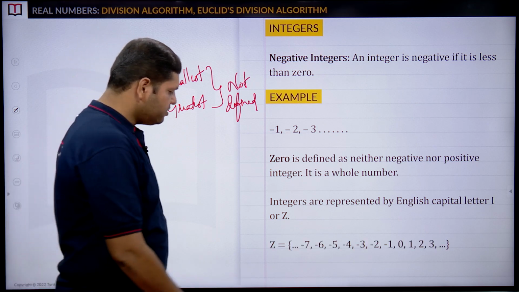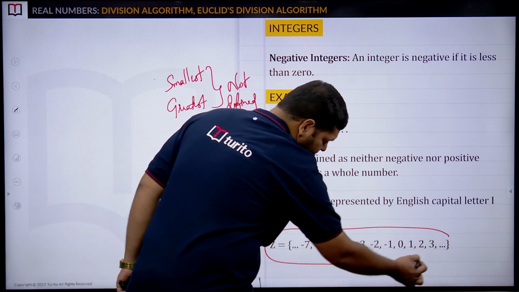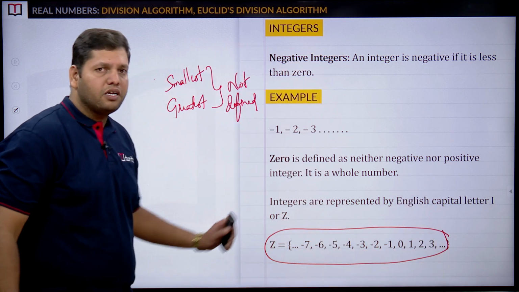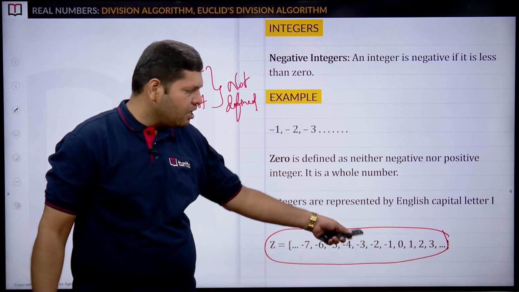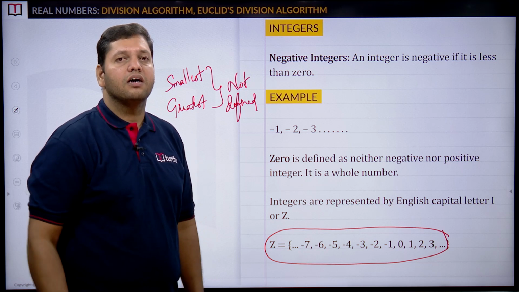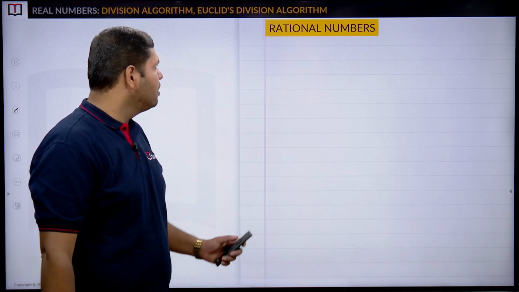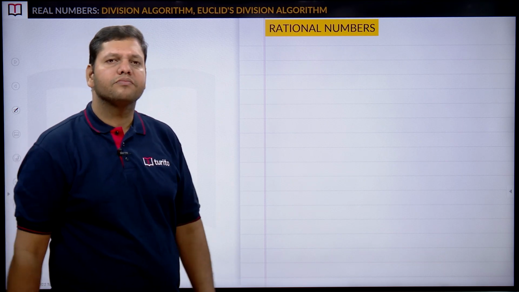And children, we can write Z is equal to what? It is a list of all the integers. So we have the positive integers and the negative integers, along with 0. This complete set, we can say, children, integers. Clear? Fine.